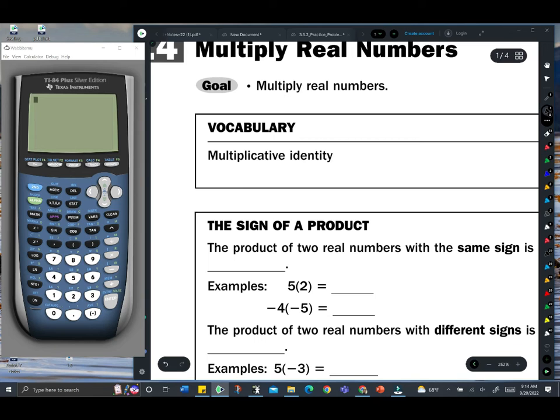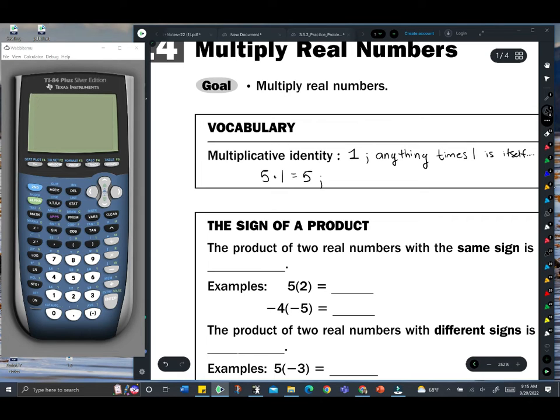Today, we're going to be dealing with multiplying some numbers and some negatives, and also talking about our first term here, the multiplicative identity. Basically, the multiplicative identity is the number 1. Well, what does that mean? It's a multiplicative identity because anything times 1 is itself. Interesting, huh? So we just call 1 the multiplicative identity.